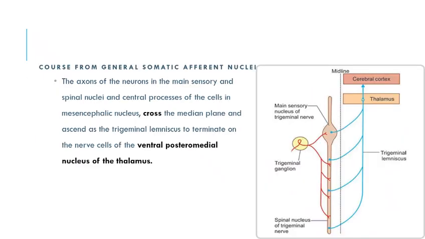Now the course from the general somatic afferent nuclei. What happens here? The axons of the neurons in the main sensory and spinal nuclei and central processes of the cells in the mesencephalic nucleus cross the midplane and ascend as the trigeminal lemniscus to terminate on the nerve cells of the ventroposterior medial nucleus of the thalamus, from where it reaches the cerebral cortex.